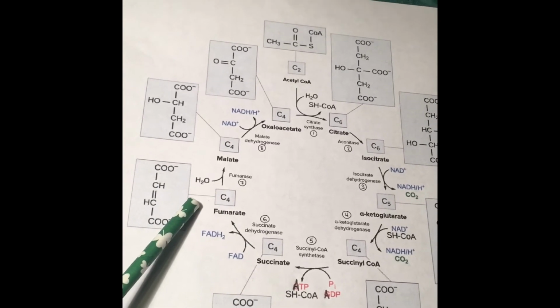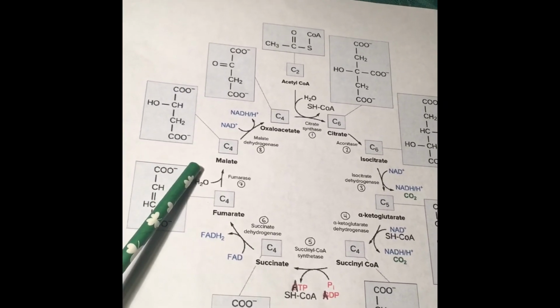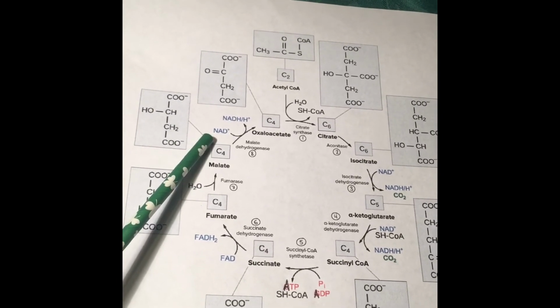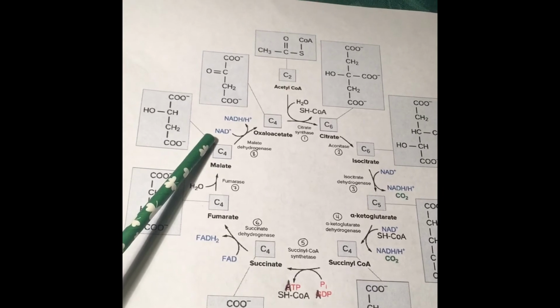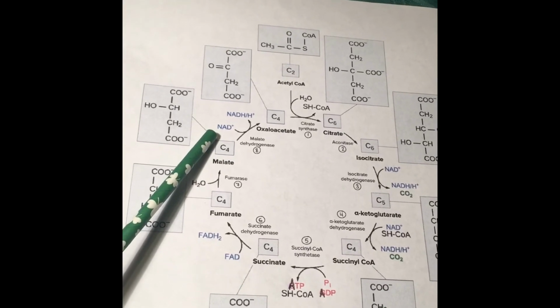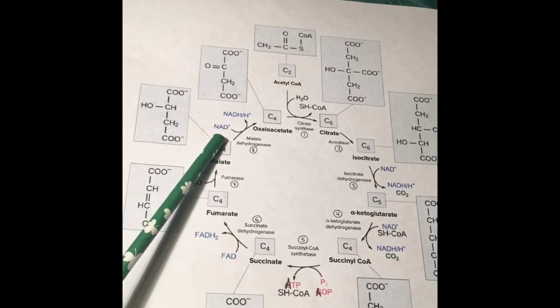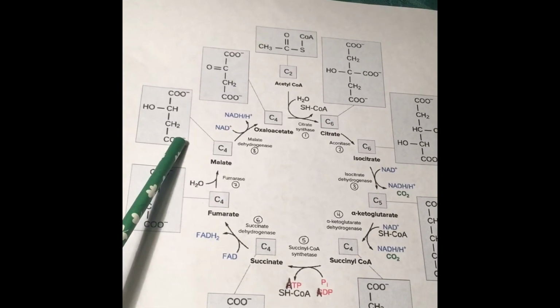In step 7, water is added to fumarate. And this is where fumarate is converted to malate. Finally, step 8. This is where oxaloacetate is regenerated again by oxidation of malate. Now, also, if you note, another NAD+ is reduced to NADH. This is where we would begin the cycle again.